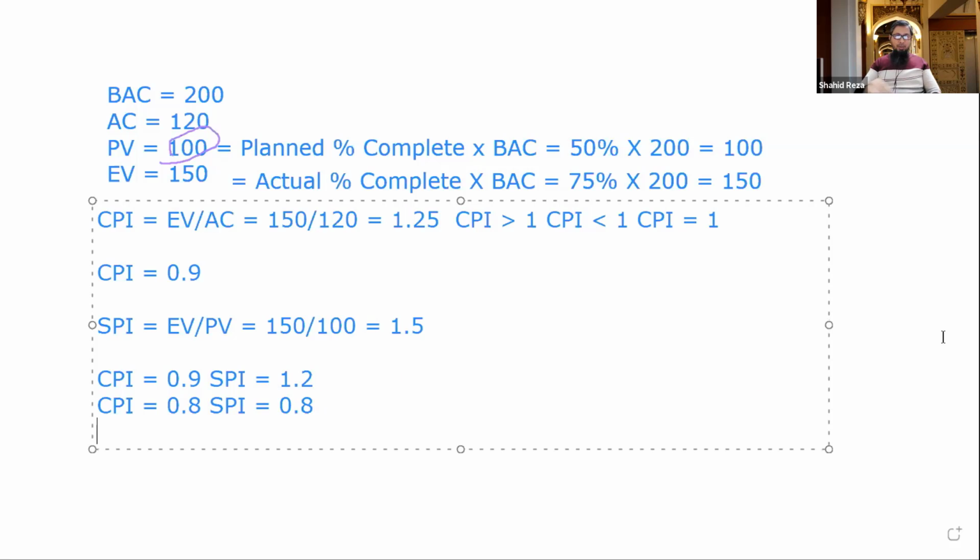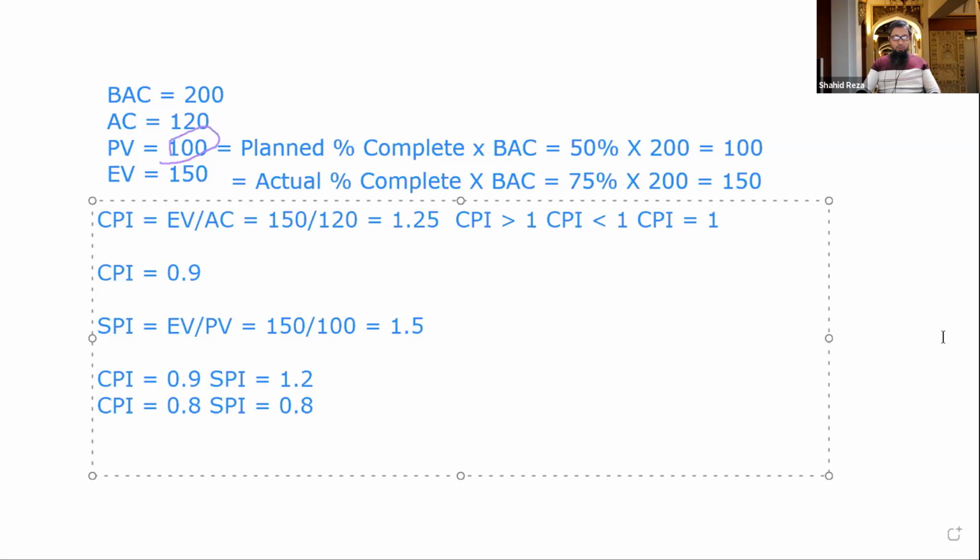Okay, so now let me show another formula that is actually cost variance, CV. CV equals earned value minus actual cost. So what is the variance of cost? Earned value is $150 and actual cost is $120, so we are getting $30. That means positive $30, right? That means the way we are moving, maybe we can save some money from this project.